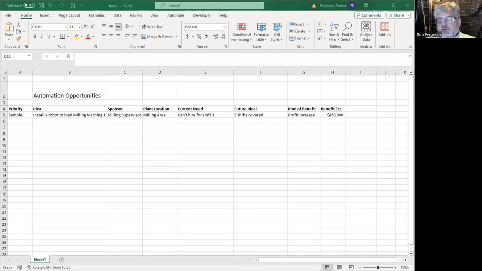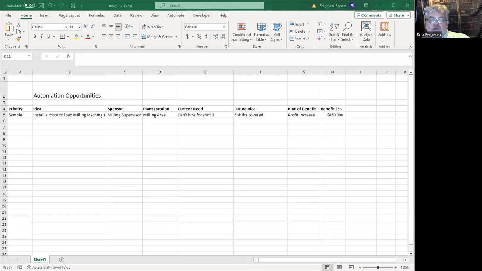So this is an example sheet. The first thing you see on the left is a column saying priority. Priority lets me later on, I won't necessarily put priority in at the beginning, but later on, look at all these ideas and give them a priority of 1, 2, 3, 4, up to 10. You can number them however you like. The second one should be a short description of the idea, and I've given you the example. Install a robot to load milling machine 1.